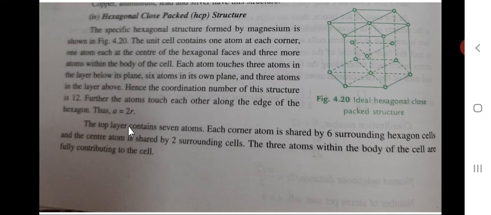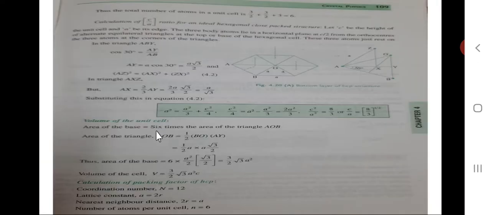Volume of the unit cell. Area of the base is equal to 6 times the area of the triangle, which is shown in the figure AOB. Now the area of the base is 6 into a squared upon 2 root 3 by 2, which is equal to 3/2 root 3 a squared. Therefore, the volume of the cell is 3/2 root 3 a squared c.